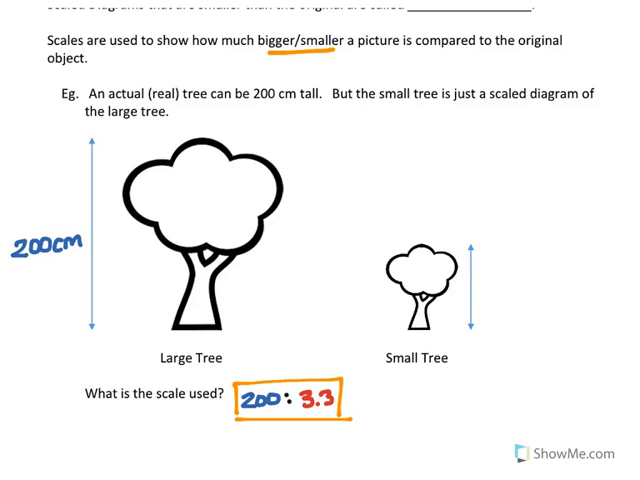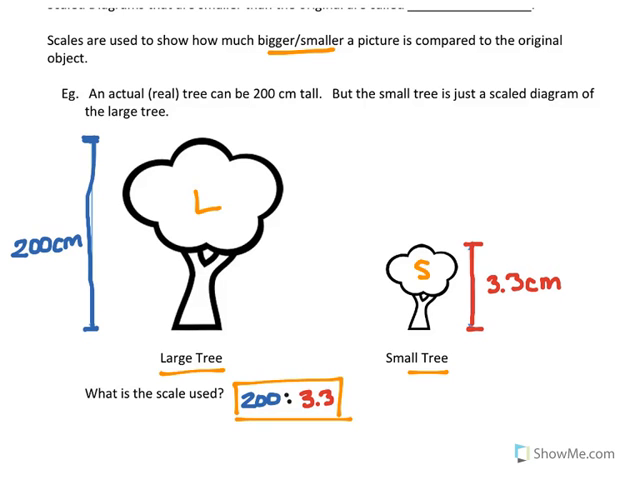Another example would be down below where you see the large tree on the left-hand side. I'm just going to put L for large. And then you see the small tree on the right-hand side, and I'm going to put S for small. So the large tree seems to be, someone measured, I don't know how they measured, but maybe they climbed all the way up to the top, and it was 200 centimeters tall. Now, we can also find the measurement of the small tree, and I actually measured the small tree as a diagram. When I printed off this lesson, I used a ruler and I measured, and it was about 3.3 centimeters.